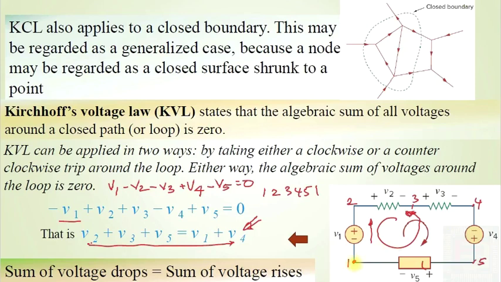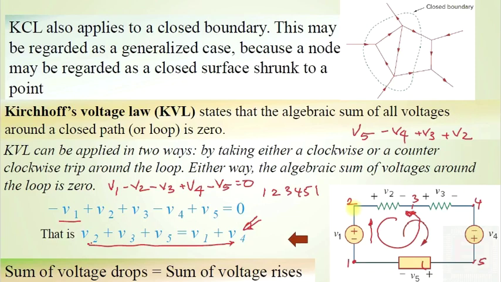So if you start from node 1 and when you reach node 5, actually you are meeting a rise in potential and we are considering it as positive. So the term will be plus V5, and when you travel from node 5 to node 4, you are meeting a drop in potential. That means it has a negative sign, so you get minus V4. And from node 4 to 3, you are meeting a rise in potential, so it will be positive here. And from node 3 to 2, you are meeting a rise in potential because you are moving from a negative polarity to positive polarity. So you have a term plus V2 here.